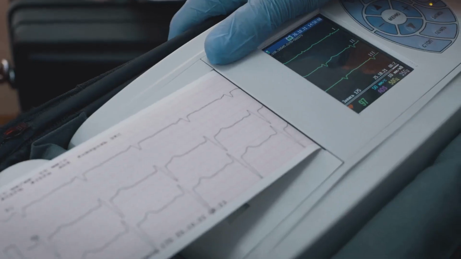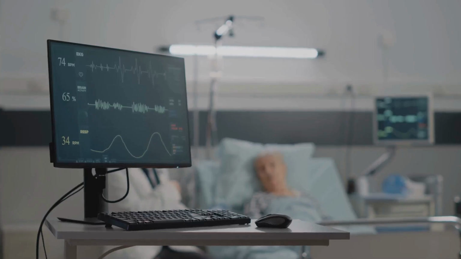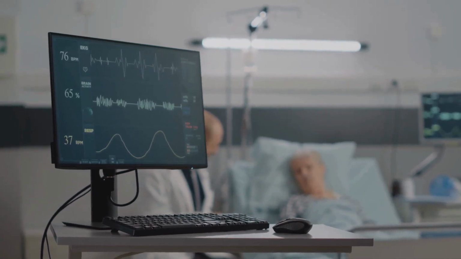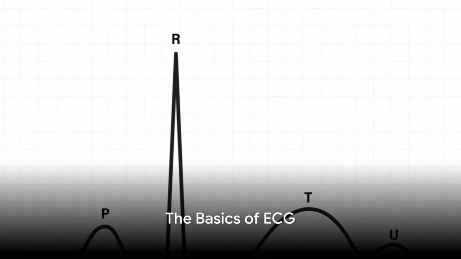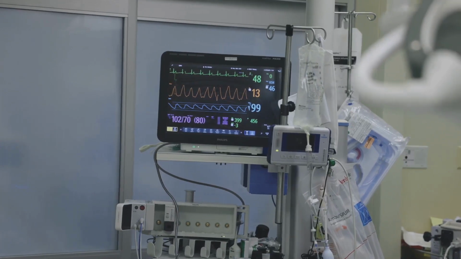But don't be daunted. The art of reading an ECG can be mastered with time and practice. It's all about breaking it down into manageable steps. Interpreting an ECG is not as complex as it seems when you break it down into steps. Before we delve into the interpretation, familiarizing ourselves with the basics of an ECG is crucial.